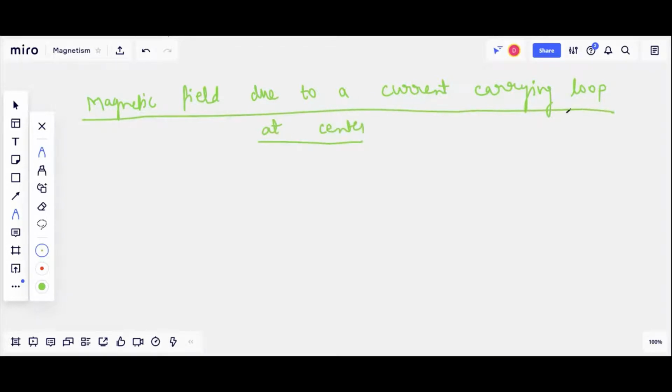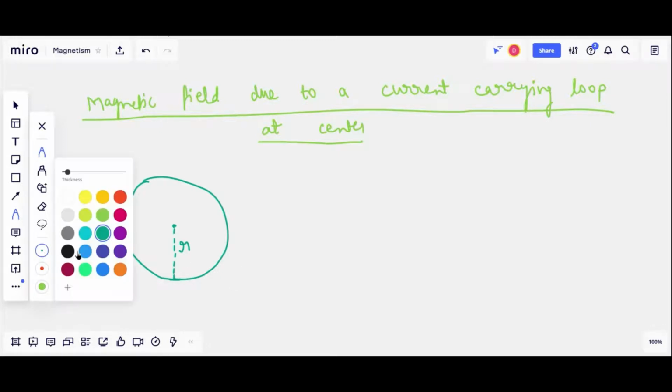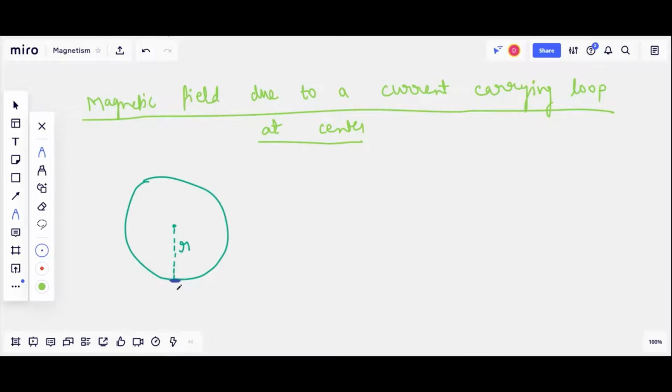So the loop is definitely a circle, a perfect circle, and this is the center, and the radius is given as r. We are using the Biot-Savart law here, so let's take this elemental strip over here, and this is dl. What is the direction between dl and r? It's 90 degrees, because of a property of the circle that the radius and a tangent are always perpendicular, and this dl just acts like a tangent.